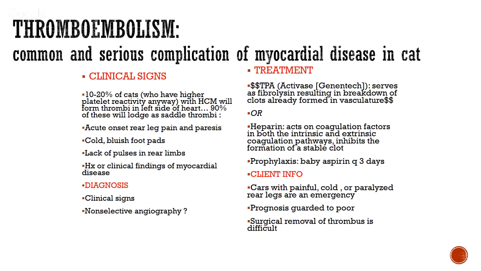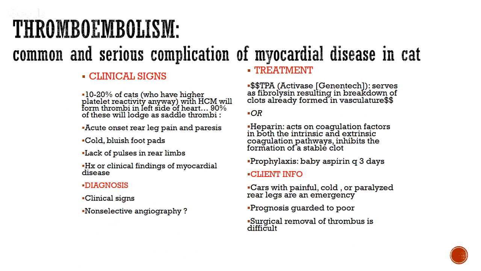So what we'll see is an onset of rear leg pain and paresis, meaning very weak legs. They'll have cold, bluish foot pads. Remember, there's no blood going to these, there's no vessels going to these rear limbs. We won't feel pulses in the rear limbs. And there's going to be a history or clinical findings of myocardial disease. It's very painful, and it's very difficult to treat.